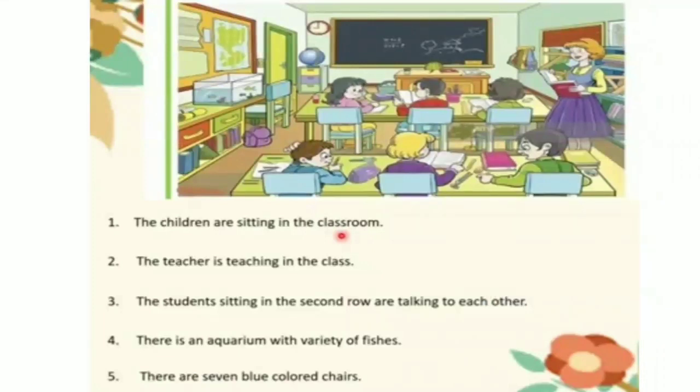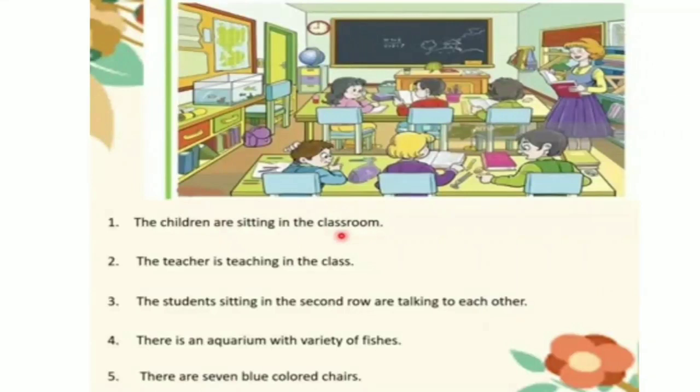So the children are sitting in the classroom. Right? Where are the children? The children are sitting in the classroom. What is the teacher doing? The teacher is teaching the class. The students sitting in the second row are talking to each other. Right? There are some students who are discussing something with each other. Maybe they are asking for something. And you can see there's an aquarium with a variety of fishes. There's a fish tank where there are many fishes inside it.